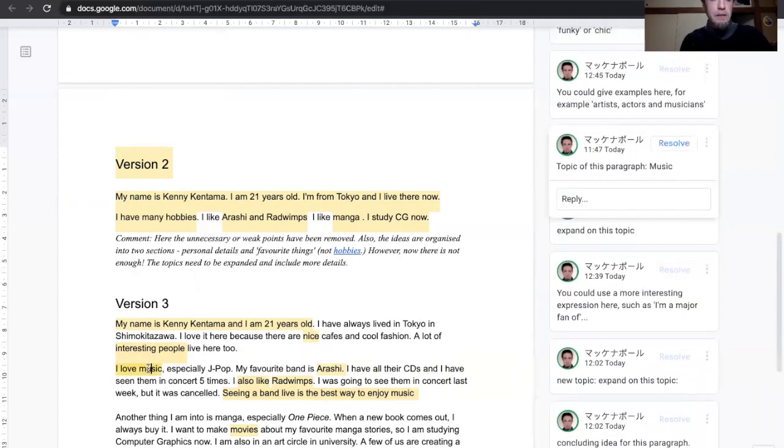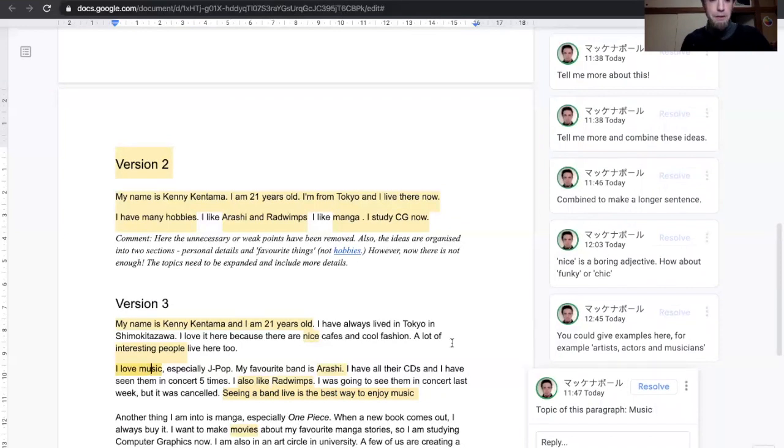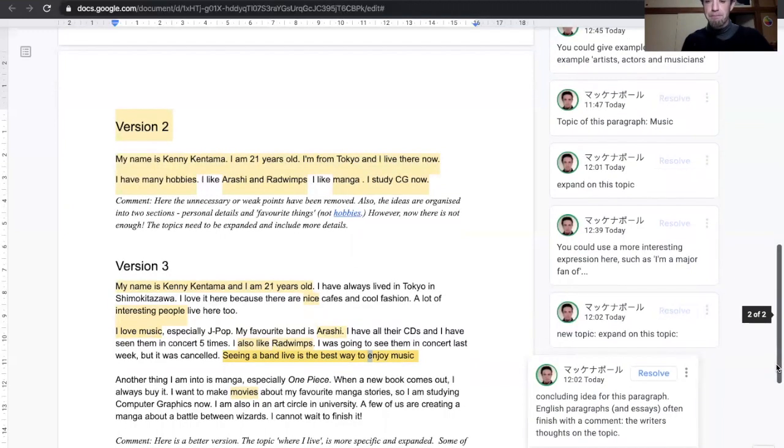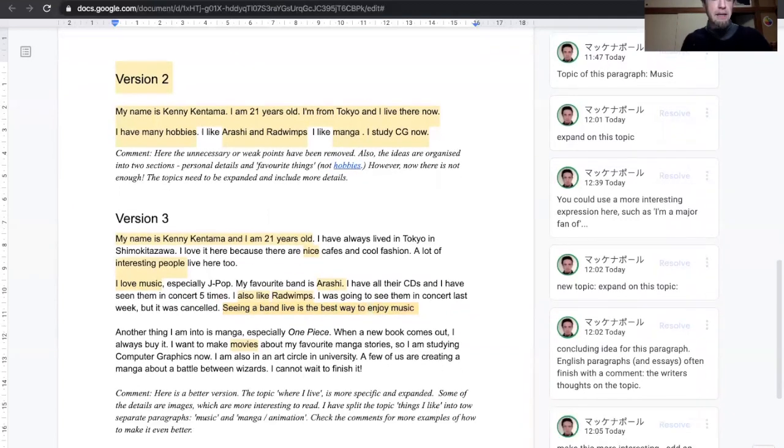And I've written notes here. For example, the topic of this paragraph is music. So I've expanded the music, okay? My favorite band is Arashi. I have all their CDs. I've seen them in concert 5 times. I also like Radwimps. I was going to see them in concert last week, but it was cancelled. Seeing a band live is the best way to enjoy music. I wrote a little comment here saying that this is a concluding idea for this paragraph. English paragraphs and essays often finish with a comment or the writer's thoughts on the topic. Again, at the end, I just wrote a comment.